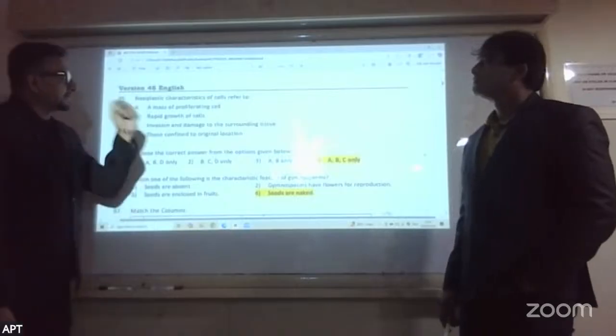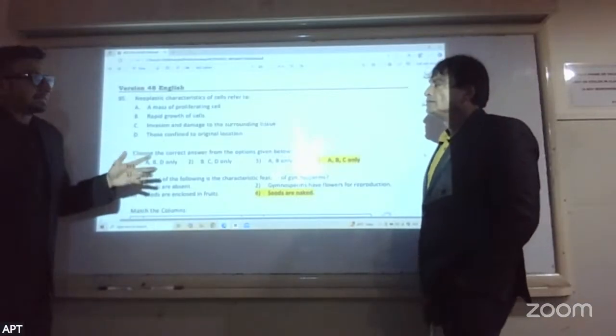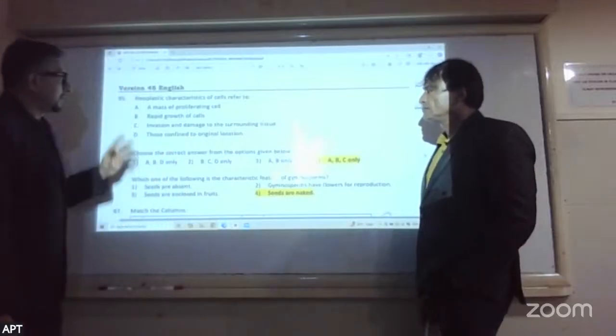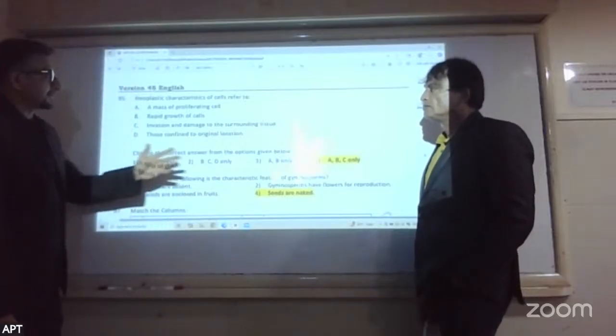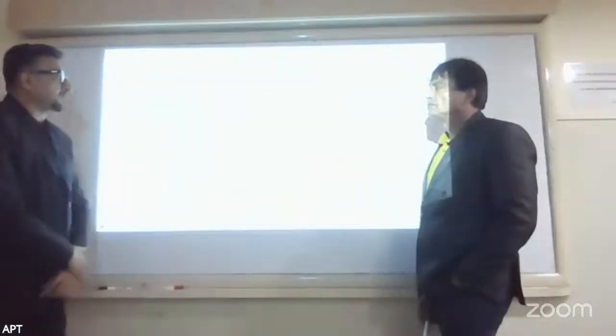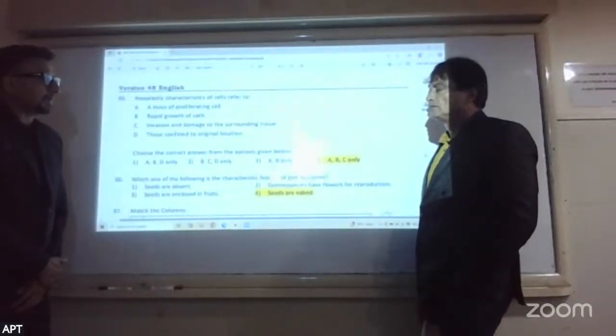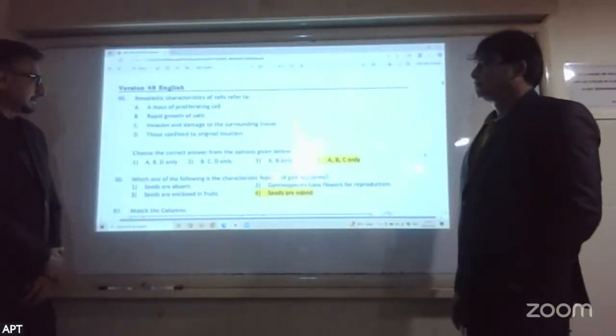Neoplastic characteristics of the cells referred to, and they have given 4 statements. The answer is A, B, and C only. They have asked true. So that's why we are saying it is A, B, C. A mass, rapid growth, and invasion, those confined to the original location, we know they are not. Correct. So only A plus B plus C true. That is the alternative 4.